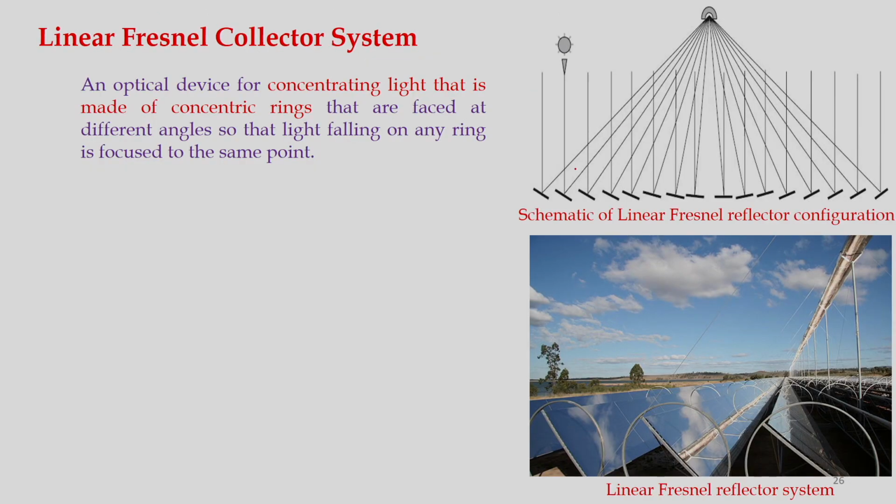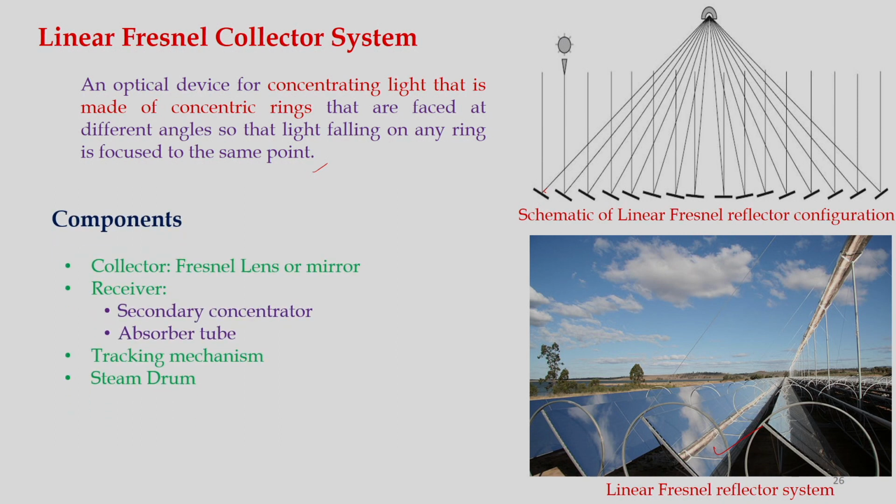So, the configuration of this linear Fresnel collector system is shown here. So, solar radiation is falling here, and these are the mirrors that reflect it, and this is the receiver. Okay. So, these are segmented. Okay. So, it is an optical device for concentrating light that is made of concentric rings that are faced at different angles, so that light falling on any ring is focused on the same point. Okay. So, this is very important. So, photographs of this kind of installation are shown here.